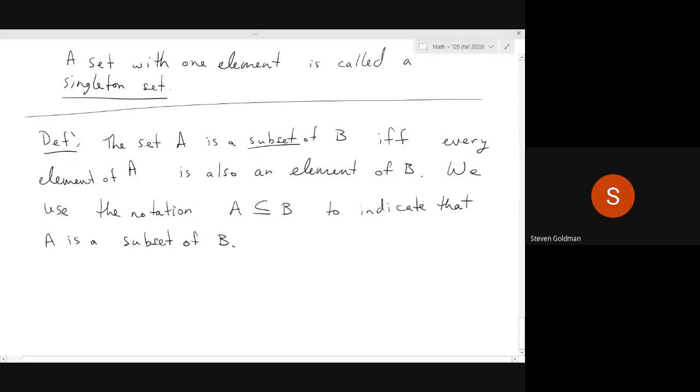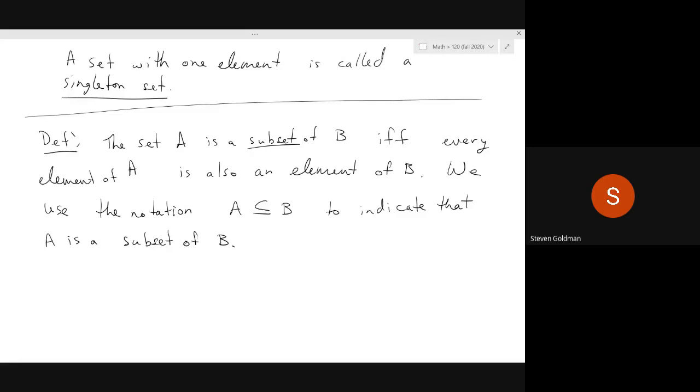Okay. So again, what does it mean for A to be a subset of B? Just explaining this again. A is a subset of B. Well, if A is a subset, that means it's a set, and it's a subset of B if every element that is found in A is also found in B.